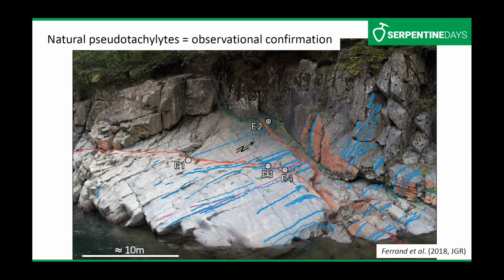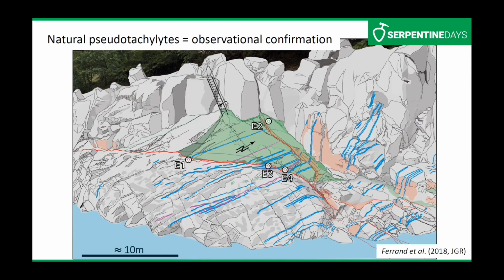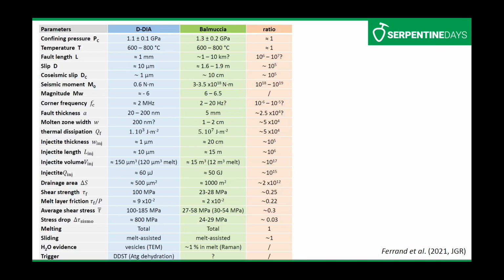So this is the magnitude 6 earthquake. The fault is 5 millimeters thick, and the displacement on it 1.7 meters. And you have this large injection vein of 15 cubic meters. Part of it are actually blocks of peridotite. I compared these natural earthquakes of magnitude 6 with the experimental earthquakes of magnitude -6 that I was showing previously, because I wanted to see if they are totally representative of each other. And this is more or less the case, but there is something important to discuss.